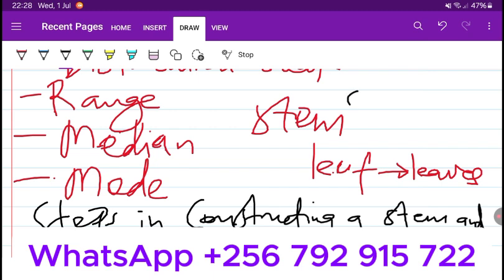Sometimes they use a hyphen. In some books, when they are writing stem, they put a hyphen and then say leaf. So whichever way, just know we are referring to a stem and leaf diagram. Sometimes they call them diagrams, or they may call them plots. Either way, they mean the same thing.